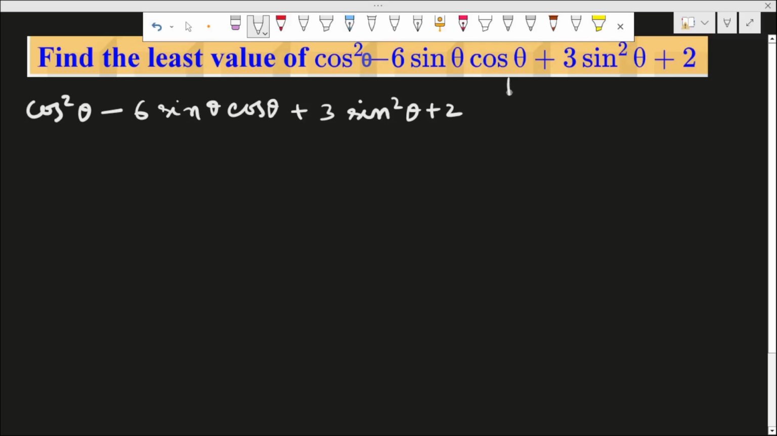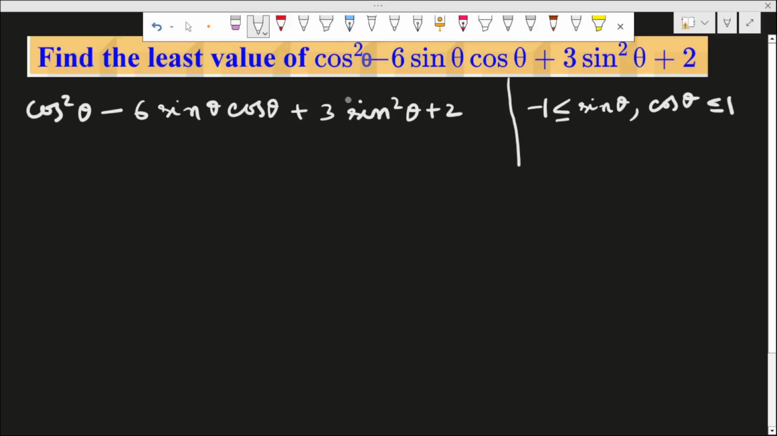Draw a line for explanation. See, here are three terms involving either sine or cos. In the case of trigonometry, to find the least or greatest value, we use this formula, where s is equal to 1. So we have to make these three terms into a single term like sin theta or cos theta.